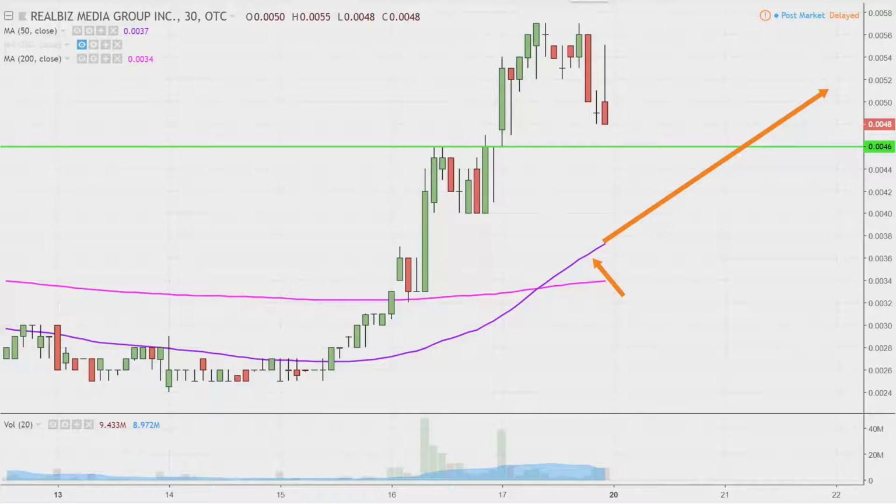However you can best visualize that, no questions asked. Again, sure, staying above 0046, that would be great. But grand scheme of things, as long as the price is above that purple line, the bulls 100% own the chart. Now, what about levels of resistance?